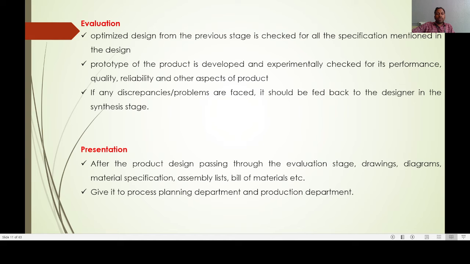If any problems are faced in the prototype, we should send the feedback back to the designer in the synthesis stage. Next, presentation. After the product design passes through the evaluation stage, the drawings, diagrams, material specification, assembly list and bill of material, etc. The bill of material gives the detailed description of the final product, what all the sub-modules are used in the particular product, which goes to the process planning department and the production department for the further production process.